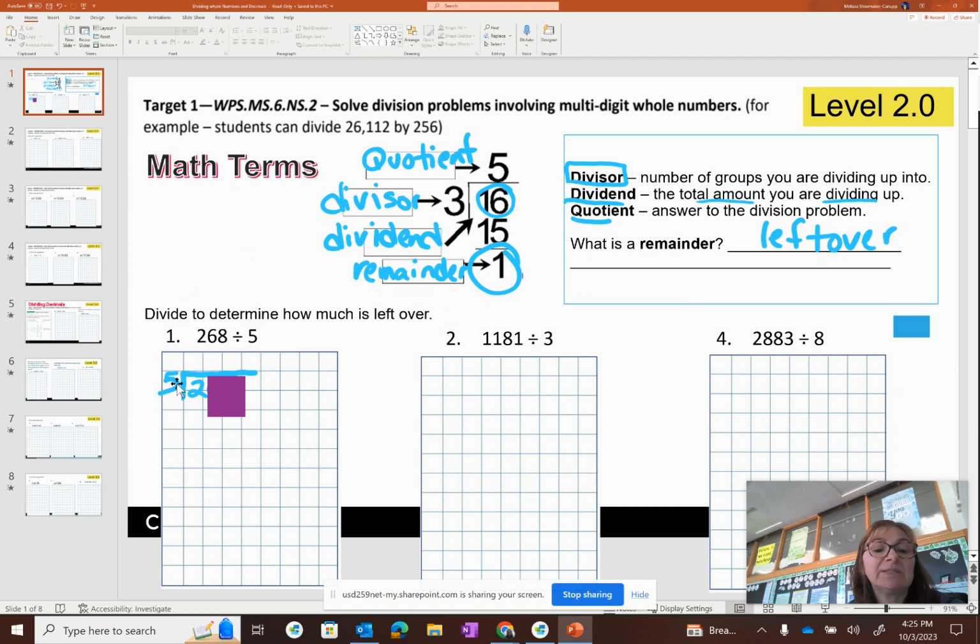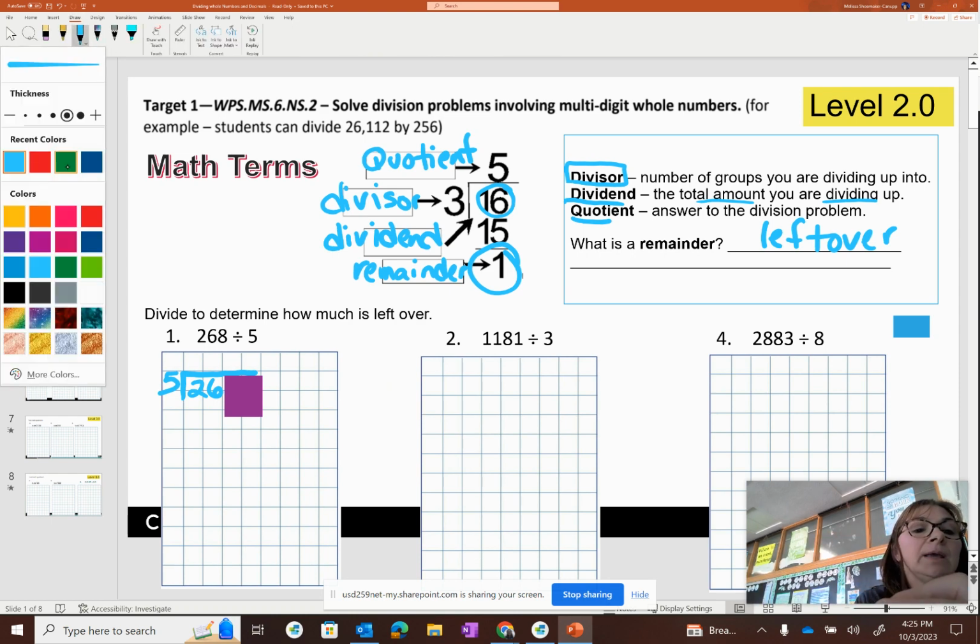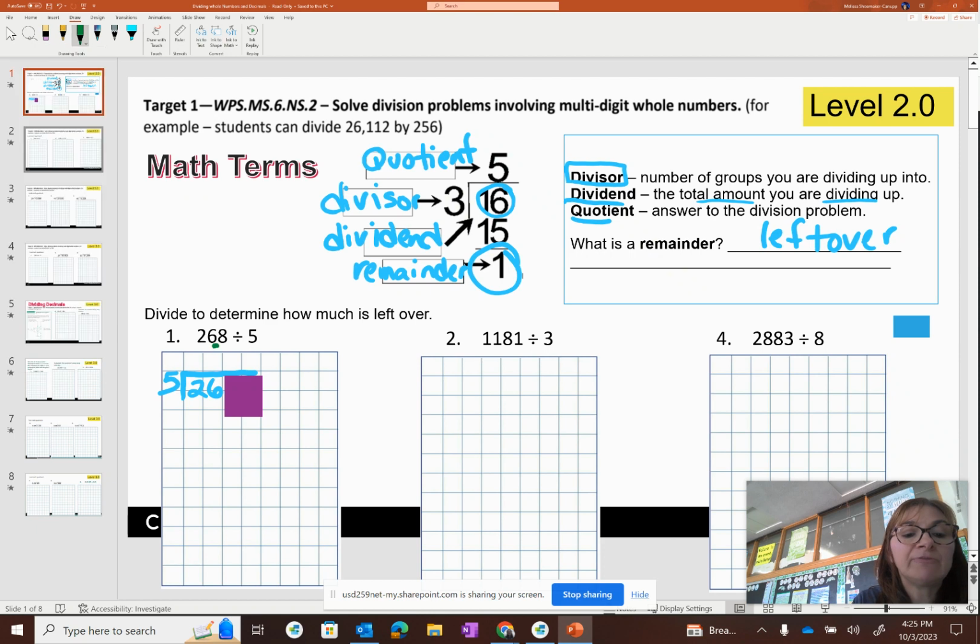So I have to ask myself, if I have 2 of something, can I make any groups of 5? Well, the answer to that is no. So I'm going to move my sticky note over. If I have 26, can I make groups of 5? Well, I sure can. And I know that I can make 5 groups of 5 because I know that 5 times 5 is 25. I subtract and I get 1 left over.